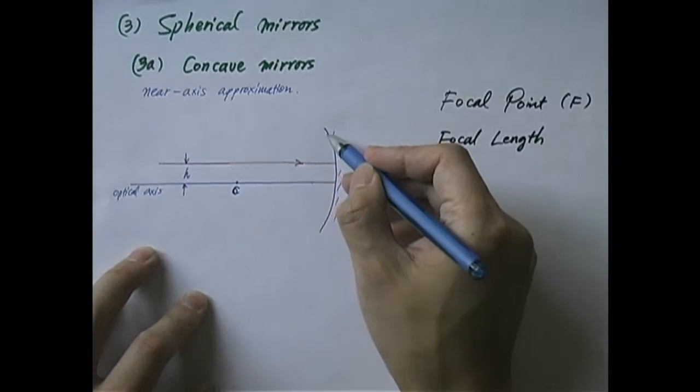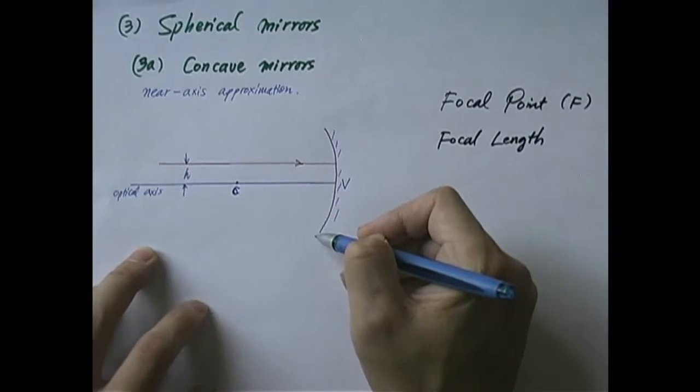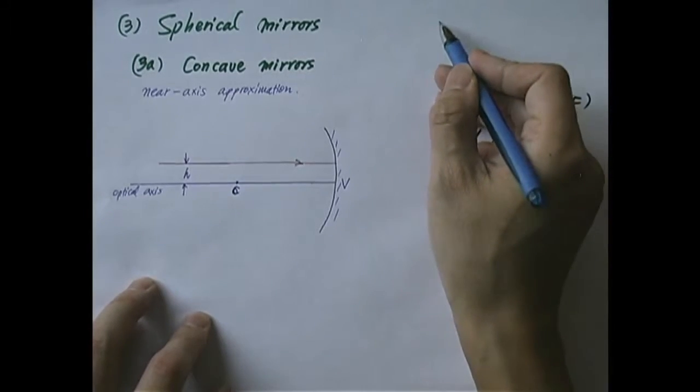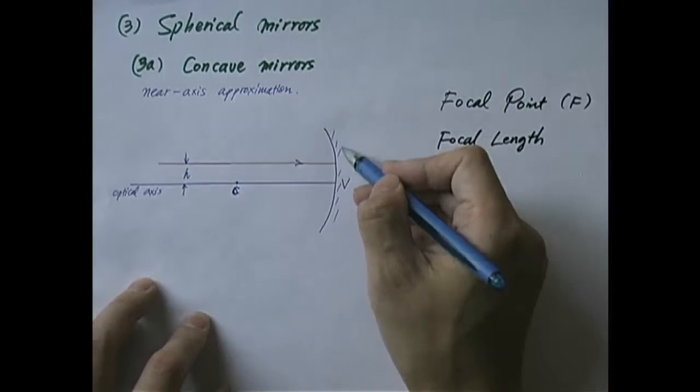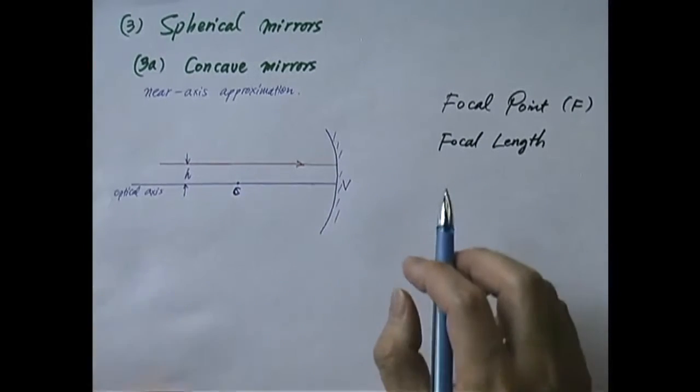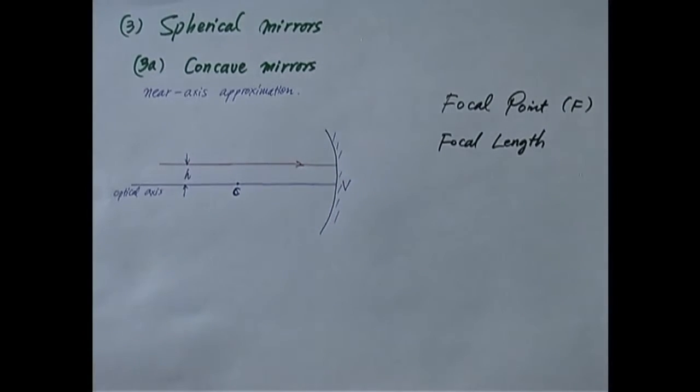Okay, so the shape is concave. For the case of a convex mirror, the mirror bulges out like that, and light comes in like this. So let's take a look at the first case, the so-called concave mirror.